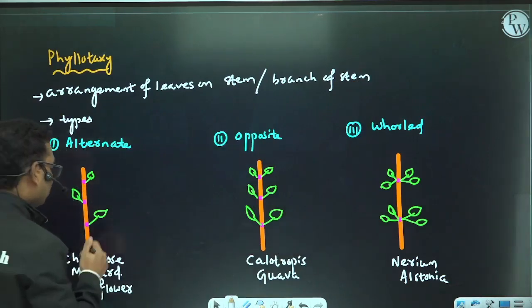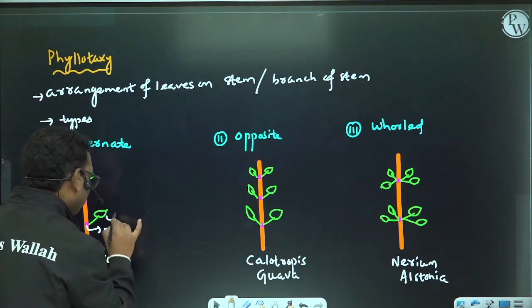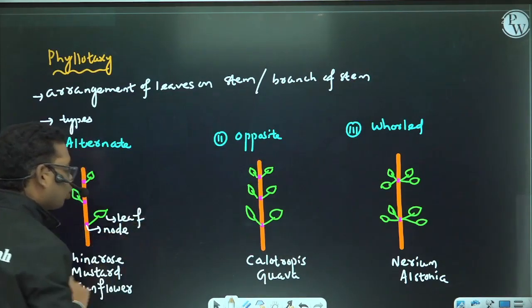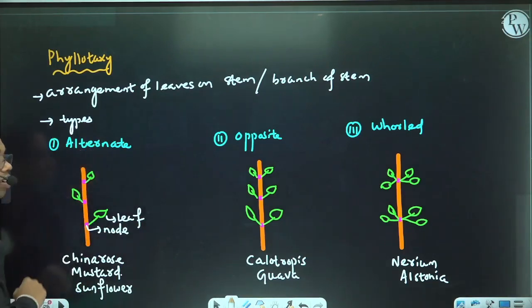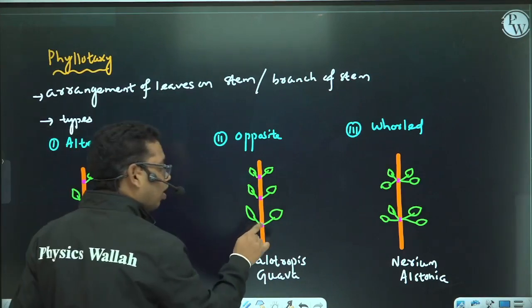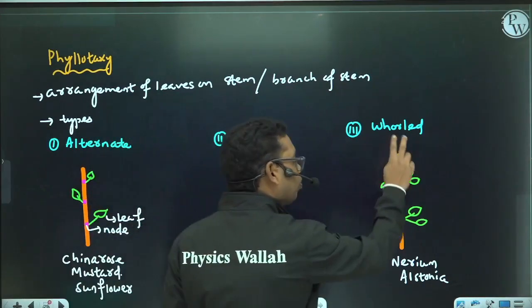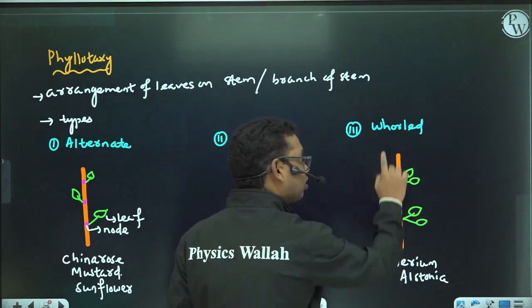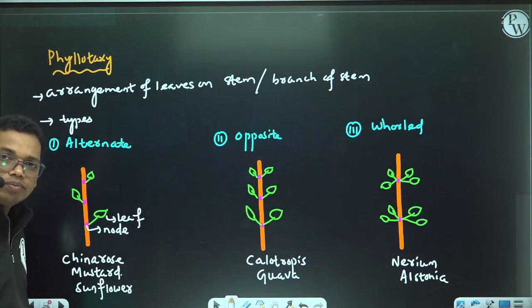If this is the node, okay, and this is leaf. So in this diagram, you can clearly see that at one node, one leaf is present, and this type of phyllotaxy is called as alternate. And in this case, at one node, two leaves are present, that is called as opposite. And in this case, more than two leaves are present at one node, and that is called as whorled phyllotaxy. And the examples are given, you have to remember.